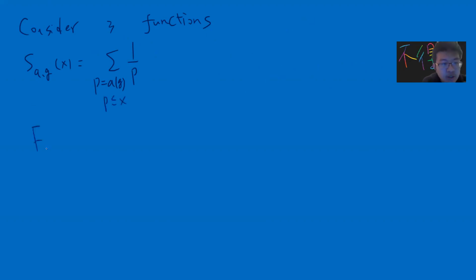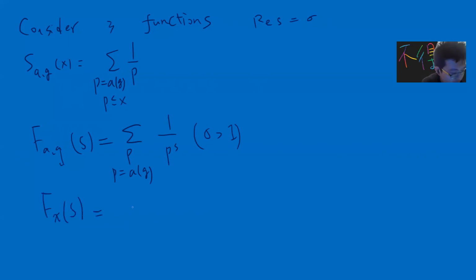And the second is called F_{a,q}(s), where sometimes I write q and it looks like a g, but every time I always use q. It is the sum over primes p congruent to a mod q of 1 over p to the s, where sigma, the real part of s, is defined to be greater than 1. The third one has the character chi of p. This is the Dirichlet series with chi of p, but only considering primes, not prime powers, and sigma greater than 1.